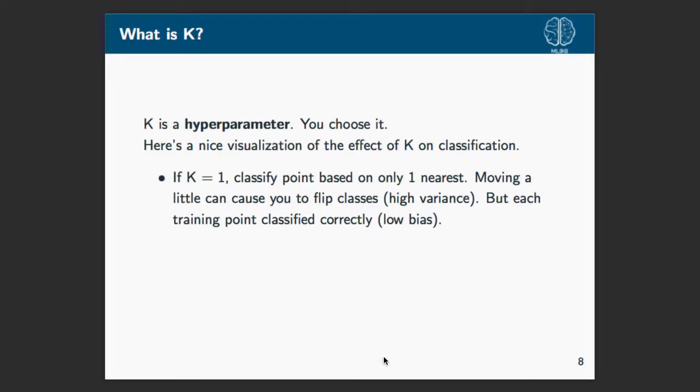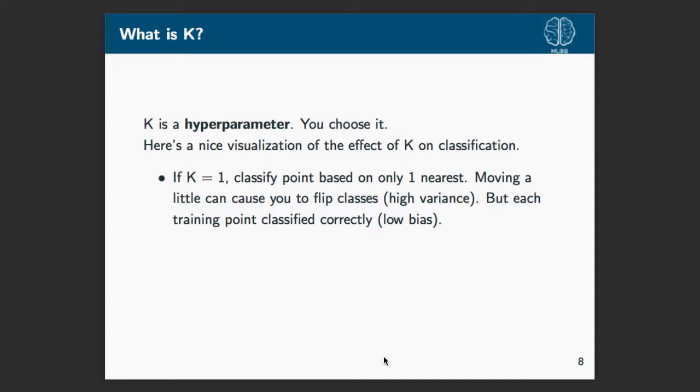So to recap, if you have K equals 1, then you're only classifying the point based on the nearest point, the one nearest point. That means moving just a little bit can cause you to flip your classes. So there's high variance, because just a little bit of variance in your test points can cause you to flip your prediction.